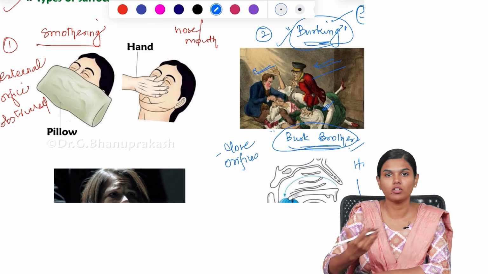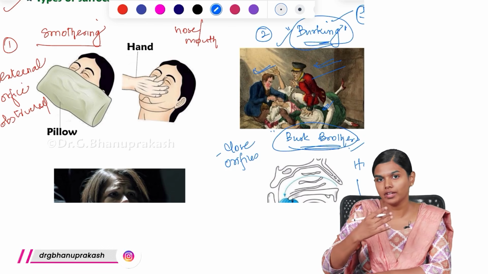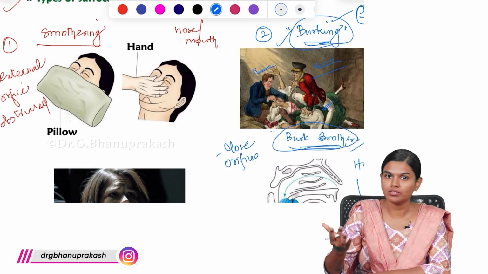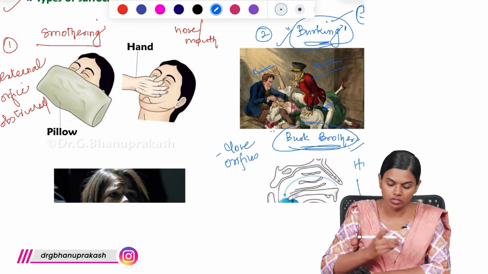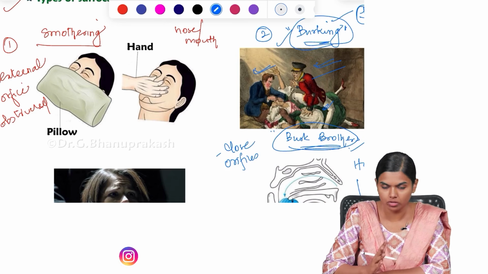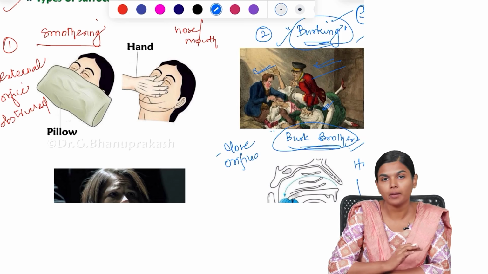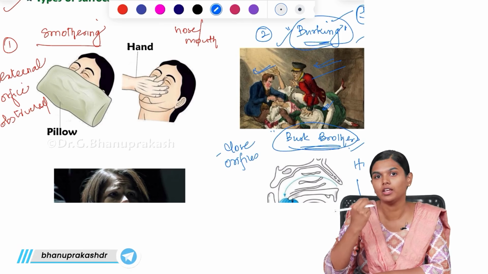Since they did it to a lot of people, they would just sit over the person and close the orifices so that they would die, and afterwards they would bring the fresh body to the doctors for experimenting. So this is how they used to do it in the past. Because of those brothers, we call it Burking. So this is the second type of suffocation, which is very important.